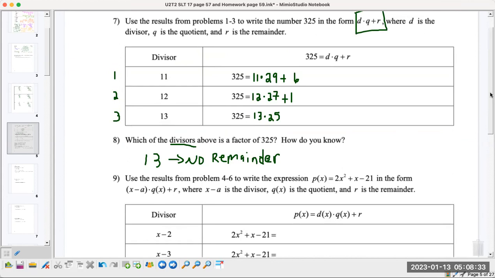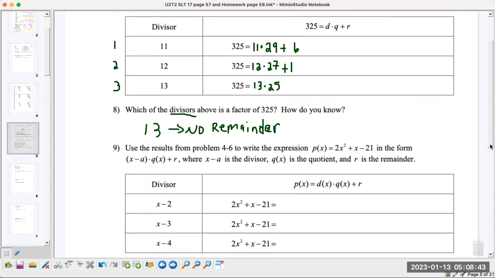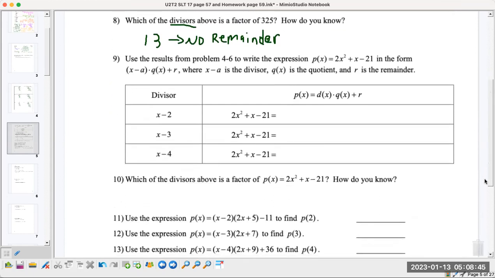All right, I'm just going to recap 8. The divisor was 13. There was no remainder. So this must be a factor. This divisor 13 is a factor. Okay. When it has no remainder, it is a factor. When it has a remainder, it's not a factor.